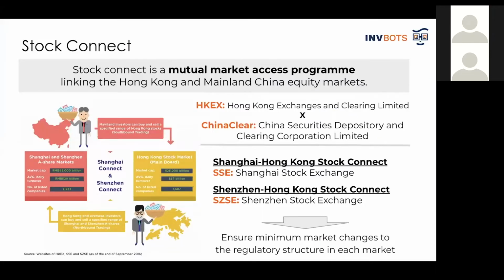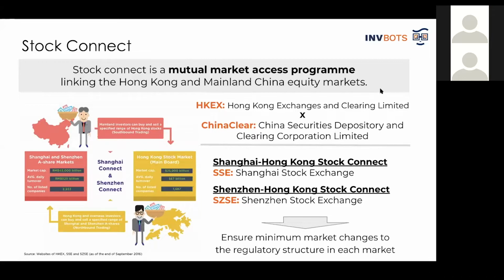So first, let's have a brief introduction of Stock Connect. Stock Connect is a mutual market access program linking the Hong Kong and mainland China equity markets. HKEX and China Clear are the two main exchange centers. On the left-hand side, you can see how Stock Connect works. Mainland investors can buy and sell a specific range of Hong Kong stocks through southbound trading, and Hong Kong and foreign investors can also buy and sell specific stocks through northbound trading.